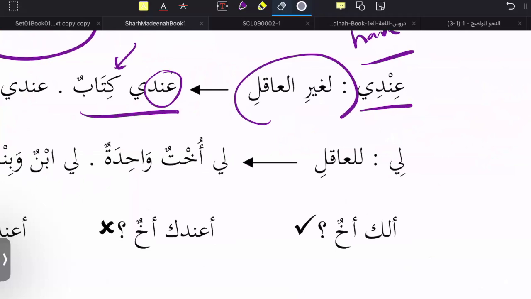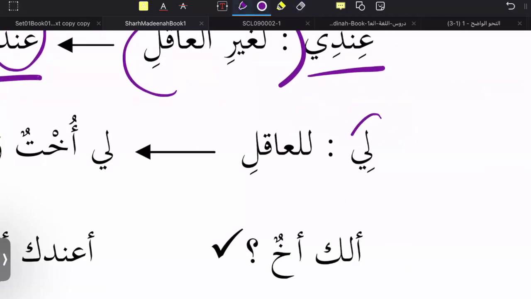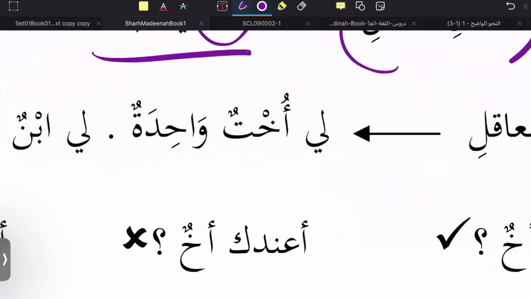So what do we use? We use li. Here it means I have. Remember, li can also be for or belongs to. Based on the context, you have to change the translation as well. Here we're using li as have. So you say li ukhtun, I have a sister. Wahidatun.